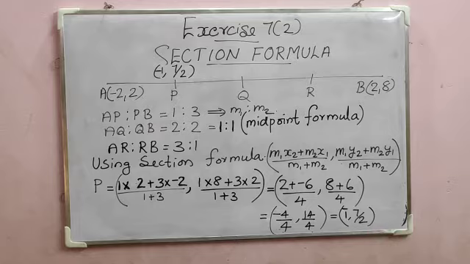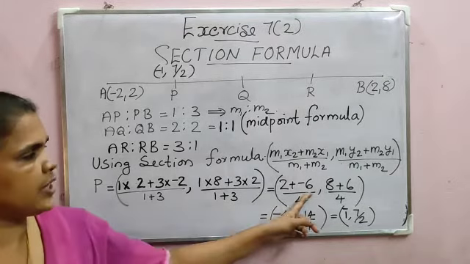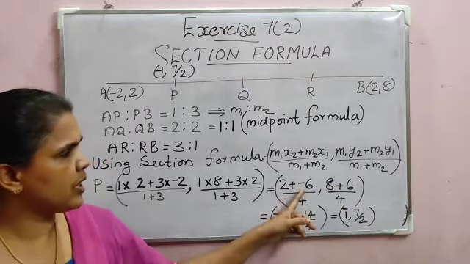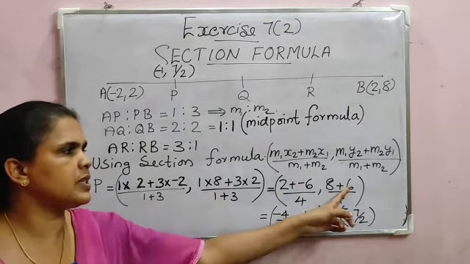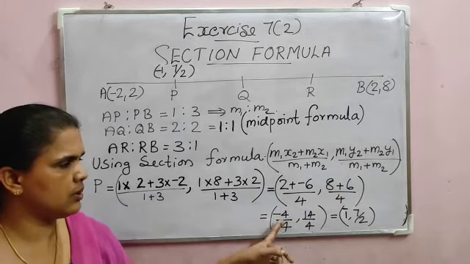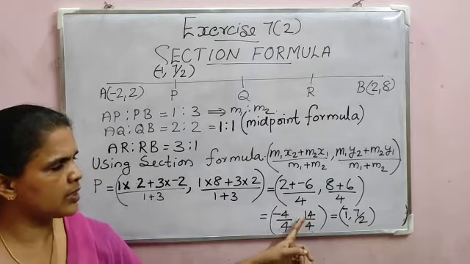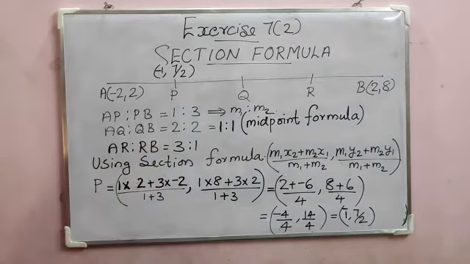So we can substitute 1 into 2 plus 3 into negative 2 by m1 plus m2, that is 1 and 3, 1 plus 3, comma m1 y2 plus m2 y1 by m1 plus m2. So here multiply 1 into 2, 2, 3 into negative 2, it is negative 6, and 1 plus 3 by 4. 1 into 8, 8, 3 into 2, 6, by 4. 2 plus negative 6 by 4, comma 8 plus 6 by 4. 2 plus negative 6, one is positive and other is negative, so we can write here negative 4 by 4, comma 8 plus 6, it is 14 by 4. Negative 4 by 4 is equal to negative 1. 14 by 4 cancelled by 2, we get 7 by 2. So the value of P is negative 1, comma 7 by 2.